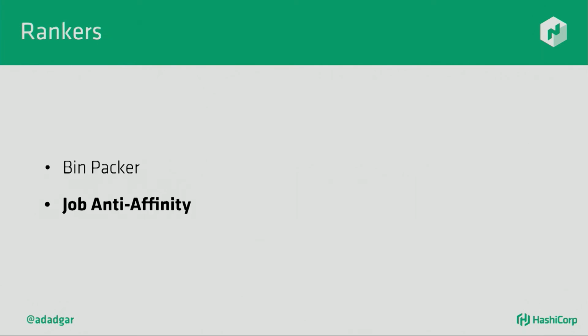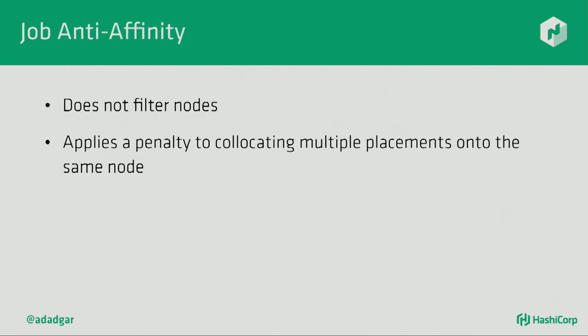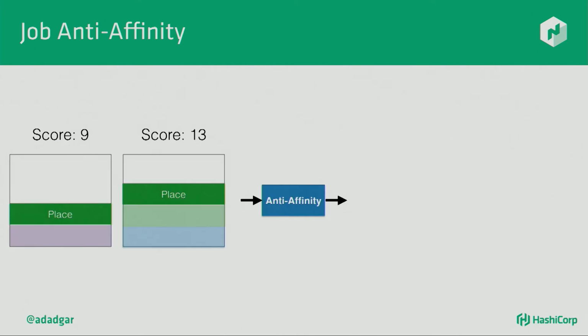Well, if you remember, we have one more ranker to go through, the job anti-affinity. What we do with this is we actually reap the benefit of the spread while maintaining the higher density of bin packing. So the job anti-affinity iterator does not filter nodes. All it does is it applies a negative score to nodes that would be co-locating instances of the same job. So visually what that looks like is the ranker has annotated these two nodes, both of them can fit it, and the node that has the higher density has a higher score. So this one has a score of 13 and the next one has 9.